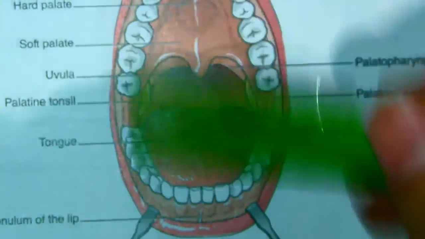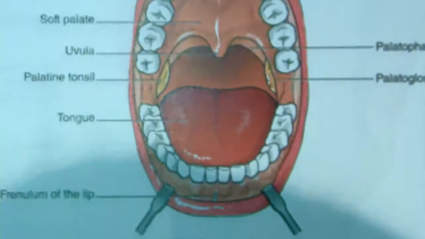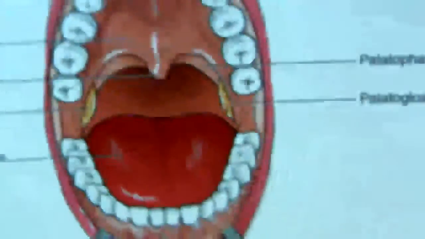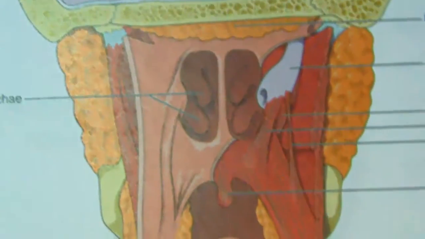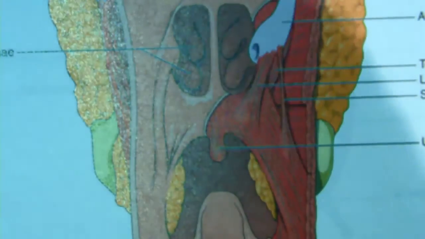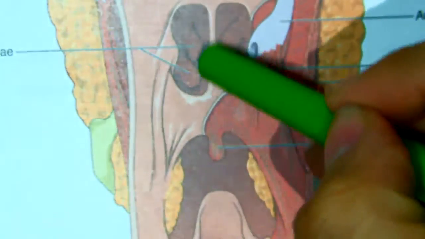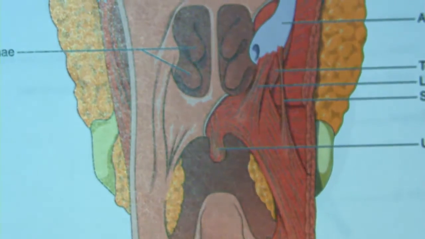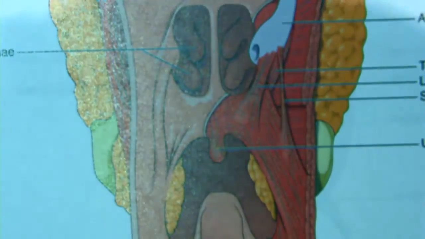All right, so this is an exam question coming from here. You'll see this picture on your exam. All right, another very important picture. What are these collectively? Yeah, good, they're nasal concha.